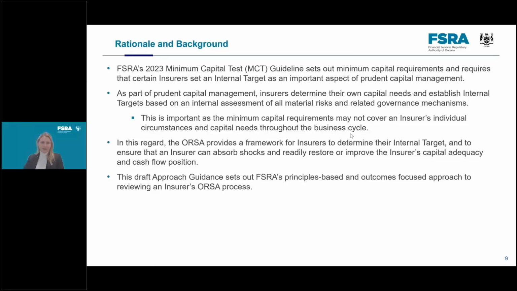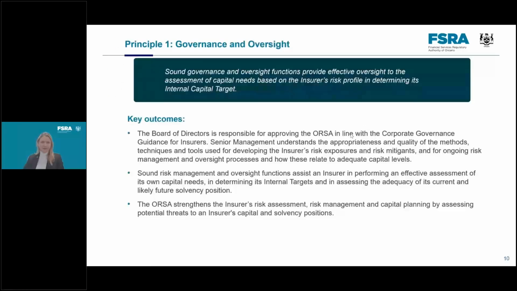So getting into the 5 principles in the next slide. Principle 1, governance and oversight. I'll just mention that under each principle, we have a core outcome, and then we describe the details of that outcome. On these slides, we cover some of the highlights, but of course the guidance goes into more detail. The key outcome for this is that sound governance and oversight functions provide effective oversight to the assessment of capital needs based on the insurer's risk profile in determining the internal capital target.